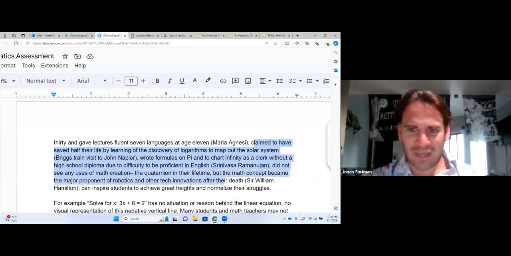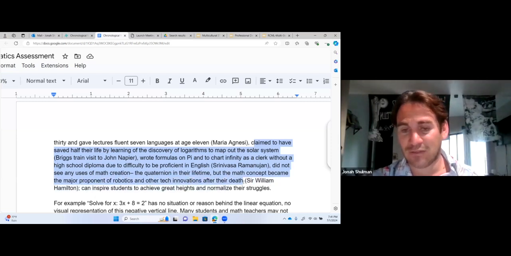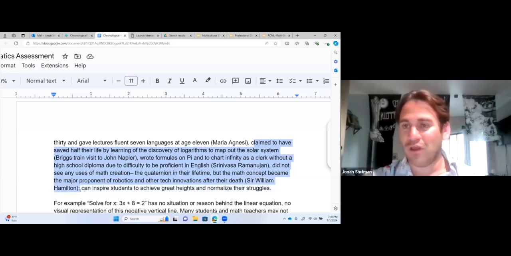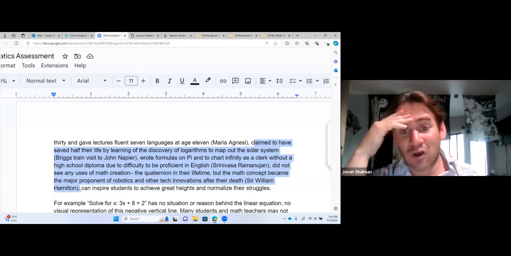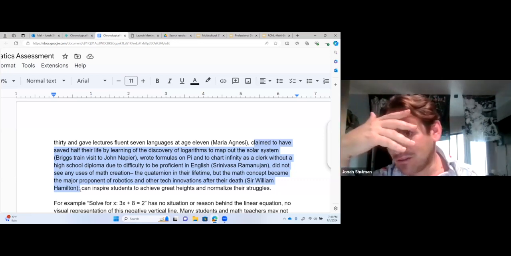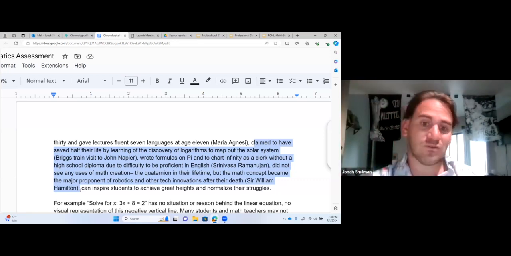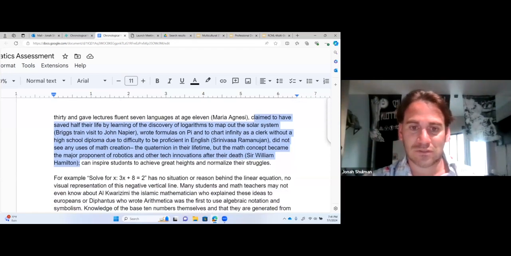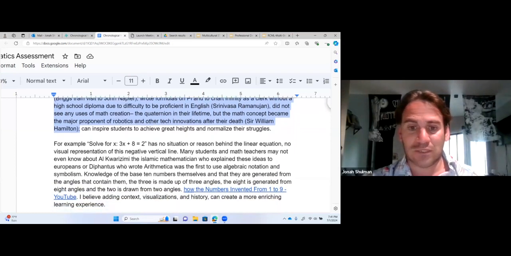Someone did not see the uses of his creation, the quaternion, but the math concept became a major proponent in robotics and other AI inventions after his death, and that was Sir William Hamilton. So even Hamilton, like all the stuff in robotics, these quaternions didn't even have a use, but now they are useful. So I think this can inspire students to achieve greatness and normalize their struggles.